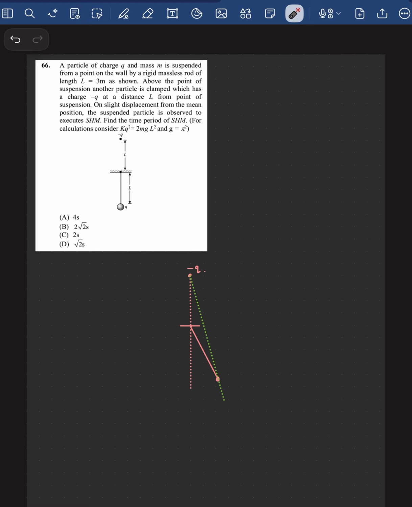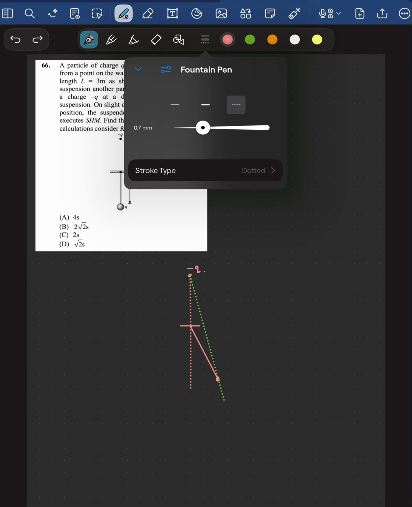It's mentioned that on displacing this particle slightly from the mean position, it will execute simple harmonic motion. We'll have to calculate the time period of that simple harmonic motion. So one more question once again based on SHM in Coulomb's law. The approach is going to be straightforward once again. For all these SHM based questions, we'll have to arrive at the equation a equals omega squared x, or alpha equals omega squared theta.